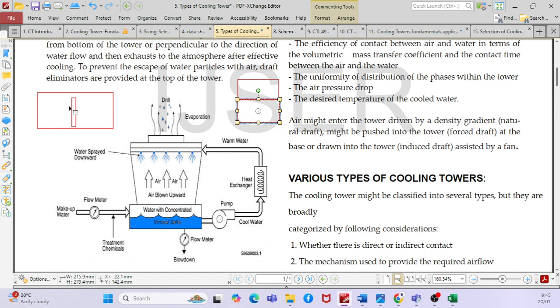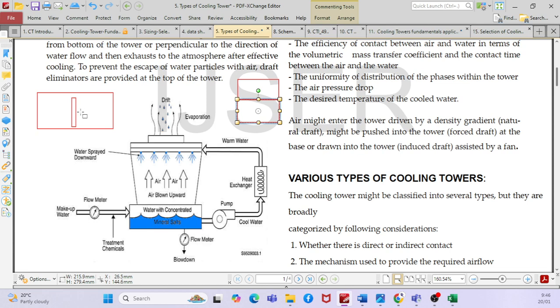So when you calculate the velocity across the AHU, within the AHU itself, the air should not travel more than 2.5 meters per second. Why is the standard fixed? If it goes more than 2.5 meters per second, it will try to carry some of the water particles from the cooling coil, right?